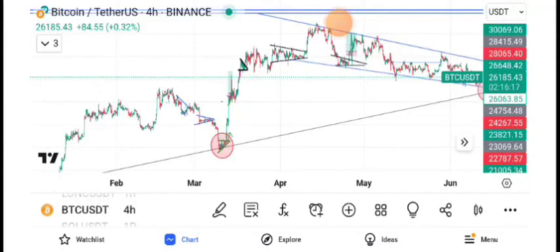Hello guys, welcome back. So today's lesson we are going to look at trading strategies. In our previous lesson we discussed support and resistance, in which I showed you how to set a short entry and how to set a long entry.